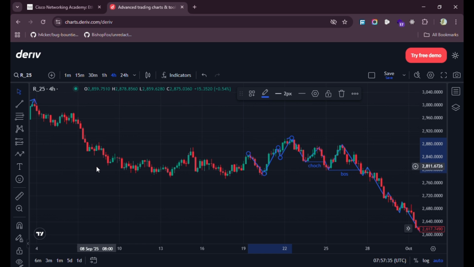Yeah, and the broker that I'm using, the Reef, tends to obey these structures very much. That's why I'm using the Reef to explain these concepts.